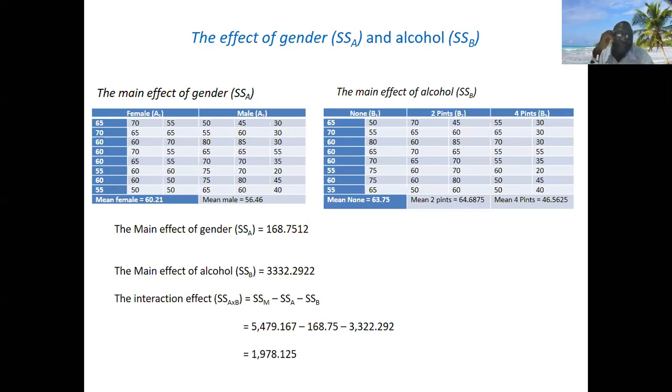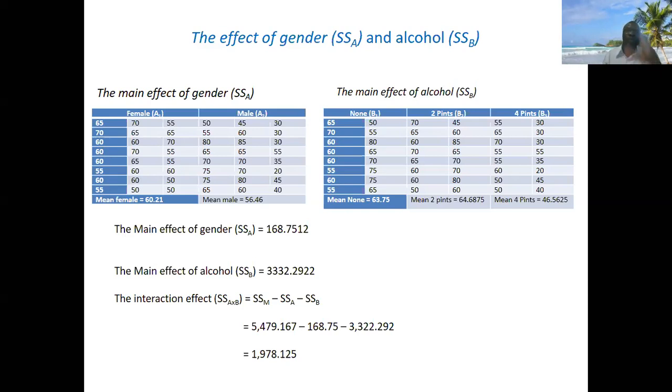Now, if you want to know the main effect of gender, you have to separate them as if alcohol does not exist. Can you see? Irrespective of whether somebody takes 2 pints, 0 pints, or 4 pints, you just collapse them to male, female. In that case, all of them are 48. You have 24 male, 24 female. That's for main effect of gender. If you want to look at the main effect of alcohol, you forget about whether the person is male or female. You collapse them to the three groups: no alcohol, 2 pints and 4 pints. So the 48 is now divided into 3: 16, 16, 16.